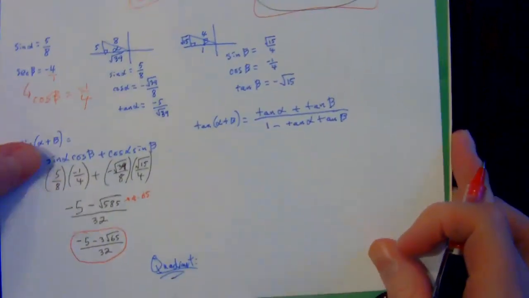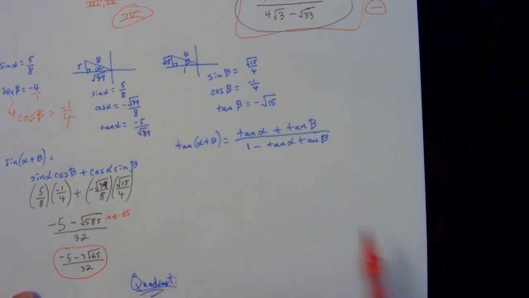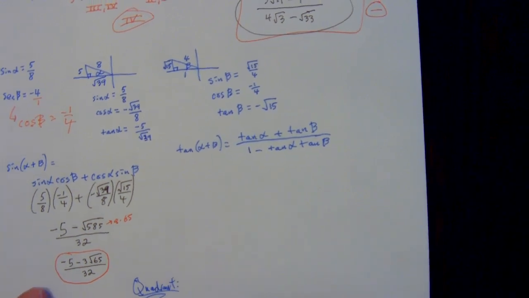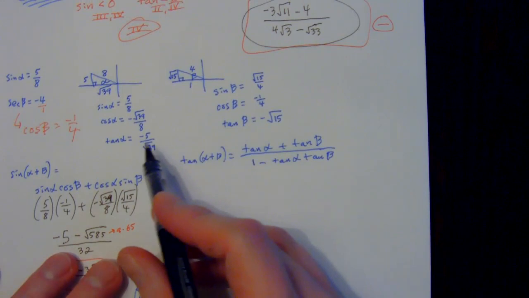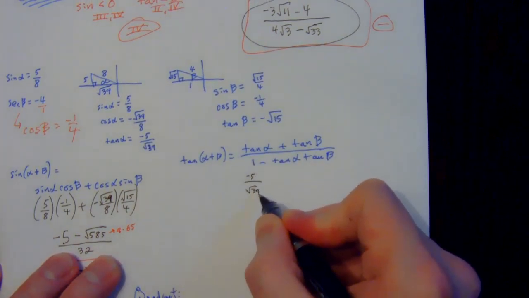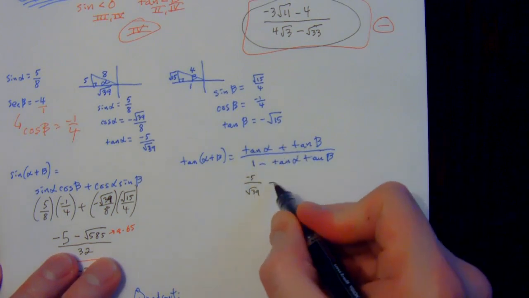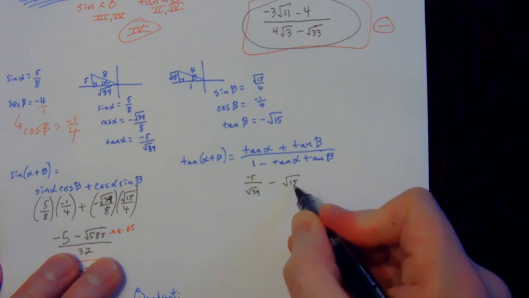All right, so let's do the tangent from scratch. I didn't want to fill that one out. I feel it'd be beneficial for us to see this one from scratch. So thanks for staying with me here. So tan alpha is -5 over radical 39, and then plus tangent of beta. So instead of putting plus and negative, I'm just going to write that as minus radical 15.